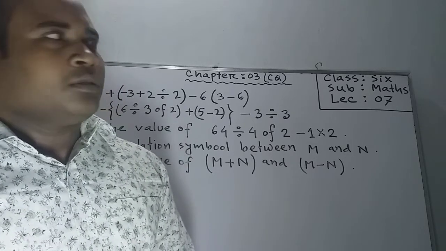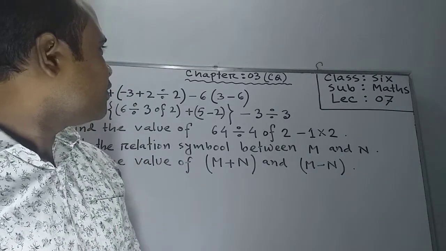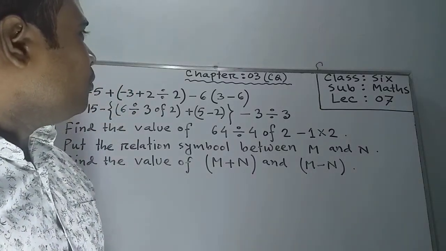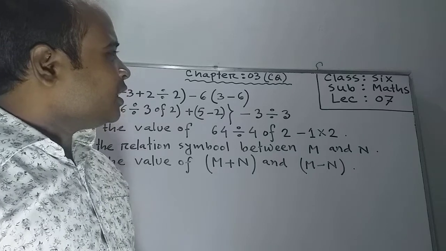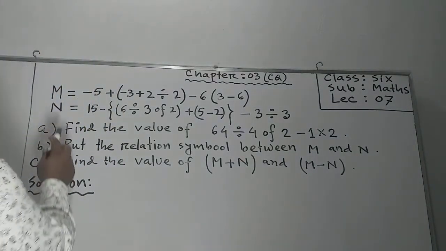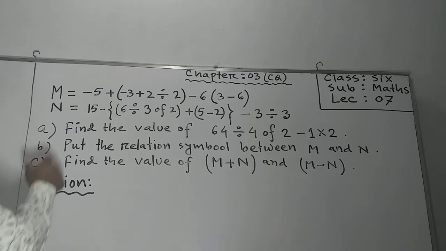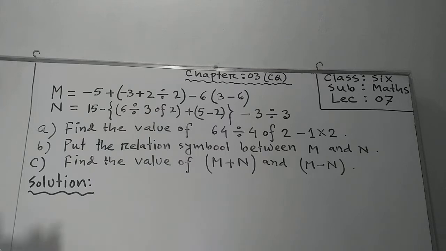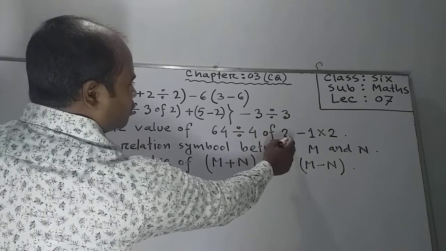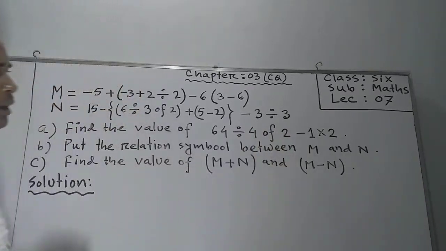Today, we are going to practice one creative question from chapter 3 in class 6. Here is a creative question. M equals this and n equals this. A number, find the value of 64 divided by 4 of 2 minus 1 multiplied by 2.